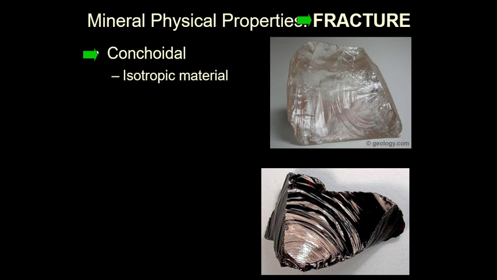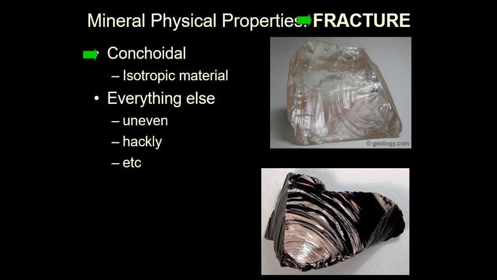For fracture, there are two quite important types of fracture. There is conchoidal fracture, and there is everything else, uneven, hackly, etc. Conchoidal is very important because it's diagnostic of isotropic materials. This is one isotropic material. This is quartz. It has a rigid crystalline structure that is uniform in every direction. You know, which way you hit it, it will break in a uniform way. It won't break in strange ways through cleavages or anything like that.